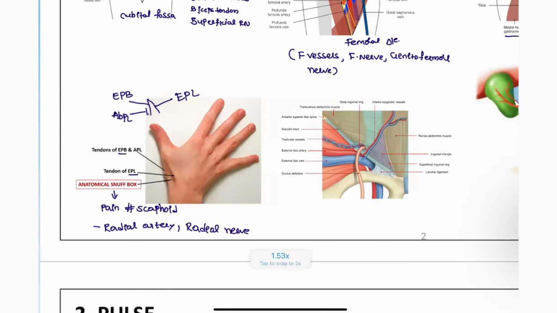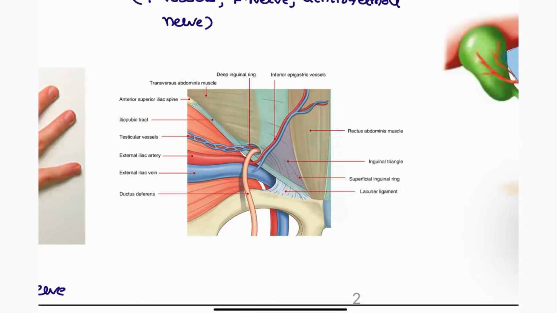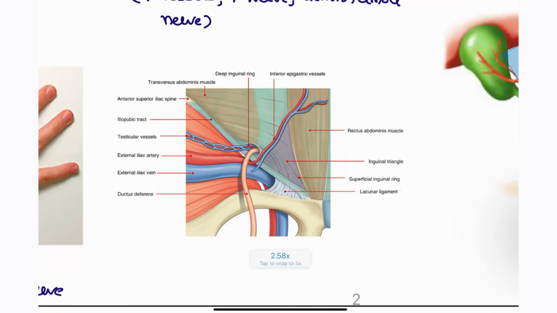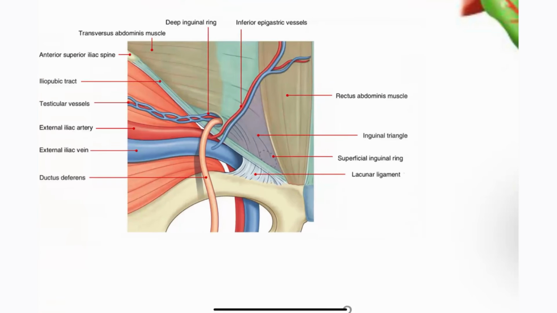Next, moving on to the Hesselbach triangle. Here you can see this is the Hesselbach triangle. So in the Hesselbach triangle, guys, you have to remember one thing. What are the contents? Okay, how is it going to be differentiated? So this is your Hesselbach triangle. All right. So in the Hesselbach triangle, this is the medial, okay, this is the medial border, which will be the rectus abdominis muscle.